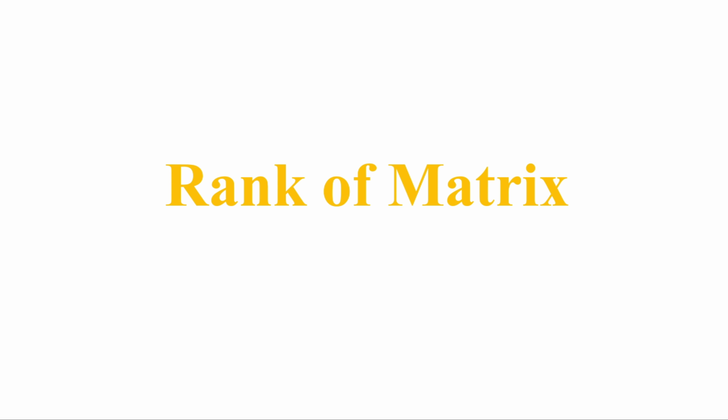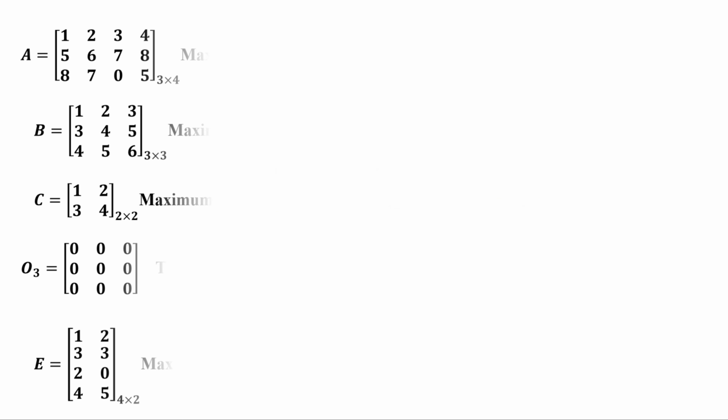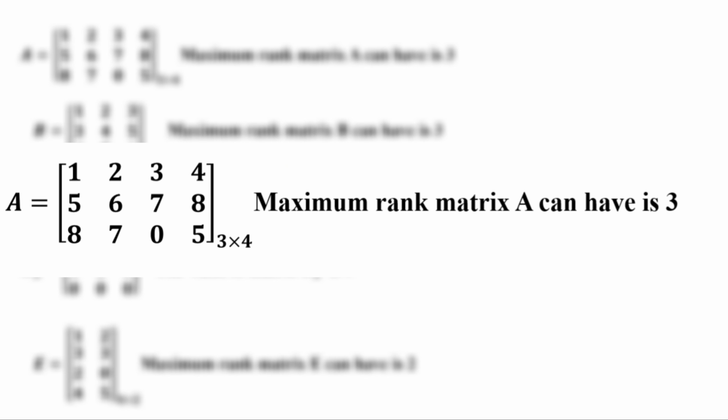Today we'll explore the rank of a matrix. Let's look at some examples before we discuss the definition. Matrix A is a non-zero rectangular matrix. Minimum rank a non-zero matrix can have is 1. Rank of a matrix will be 0 only for zero matrices. Maximum rank a non-zero matrix can have is the minimum of the order of the matrix.